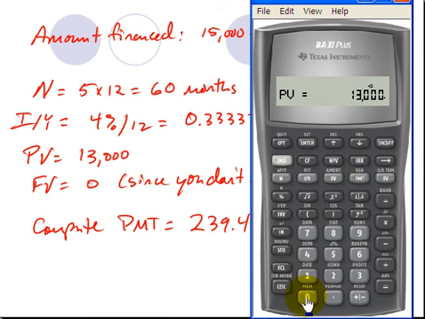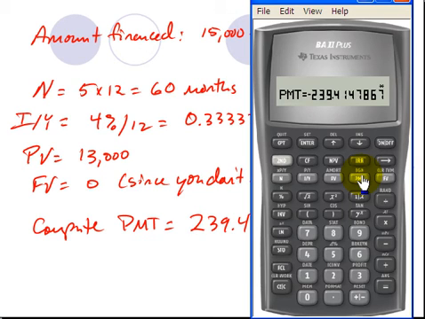We have a future value of 0, and be sure to enter that because you might have a future value of something else left in there from a previous calculation. And we want to compute the payment, and we get $239.41. So that's what our payment's going to be every month.